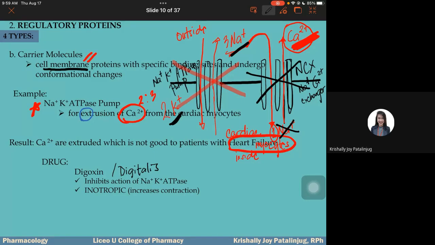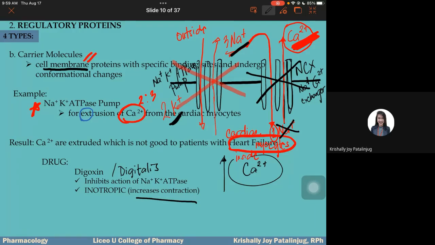Okay? With that, we can accumulate calcium ion inside the cell, because the calcium ion cannot be expelled. So calcium accumulates inside the cell, and that would help increase the muscular contraction. The effect is inotropic. You remember the term inotropy? It's a medical term, right? It tells us about the strength of the heart's contraction.